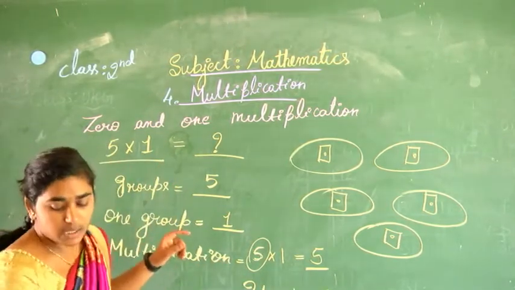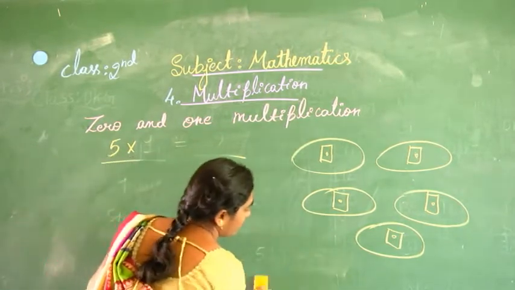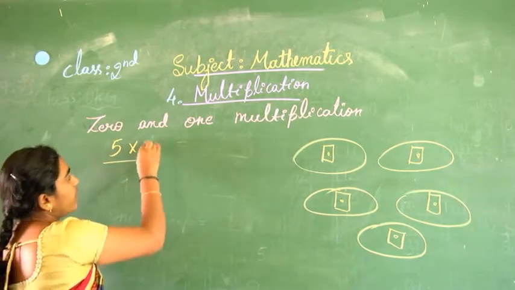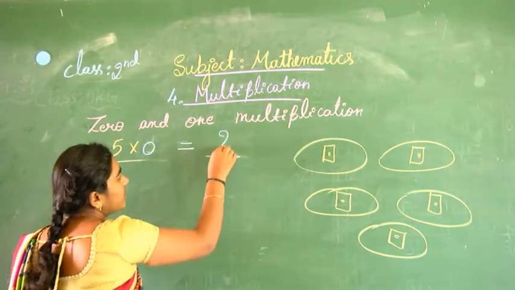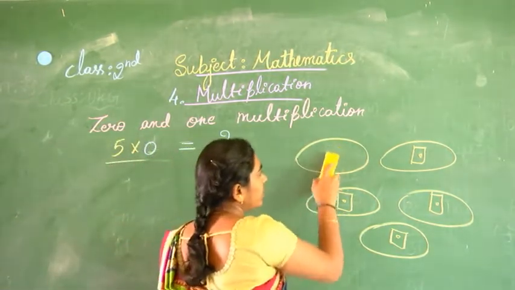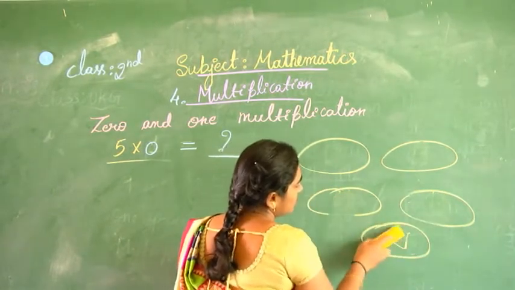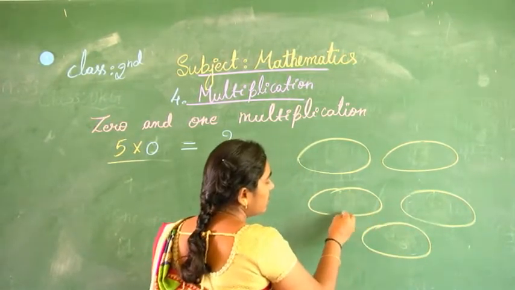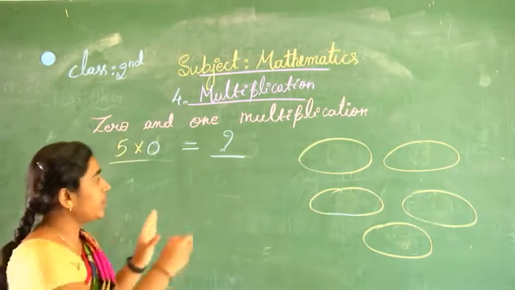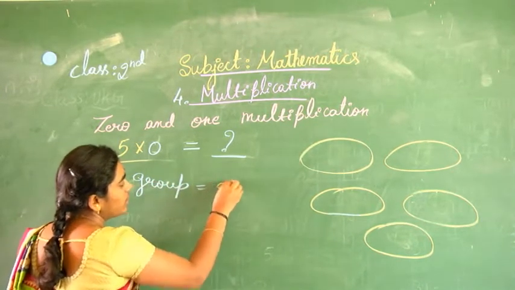Then coming to the 0. When coming to the 0, they are asking how much is 5 multiplied by 0. Now the example. There are 5 plates. On each plate, no cake is there. So how many groups are there? Number of groups are as usual 5.